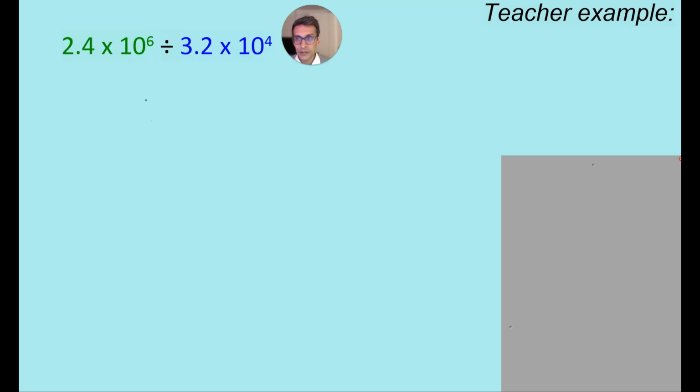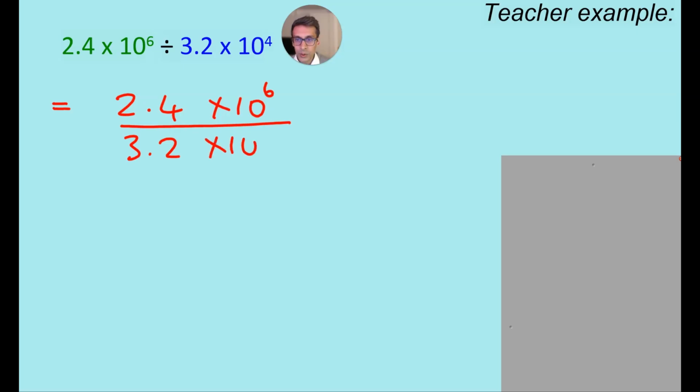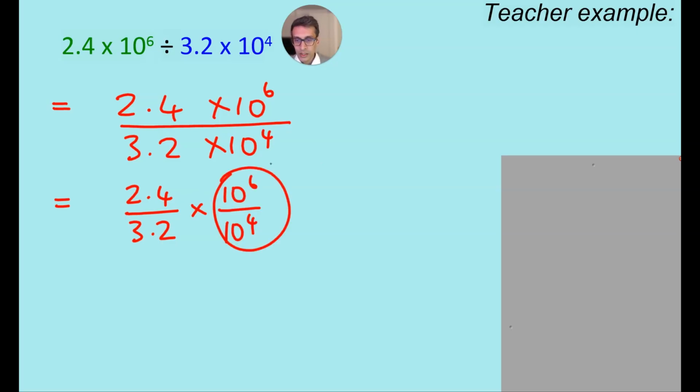So first of all, the method is the same. You just want to write this as a fraction. So this is equal to 2.4 times 10 to the power 6 over 3.2 times 10 to the power 4. Now what you want to do is split this up into two different fractions. So it's 2.4 over 3.2 times 10 to the power 6 over 10 to the power 4. What you'll find is this side is really straightforward, because 10 to the power 6 divided by 10 to the power 4 is just 10 to the power 2, because you do 6 take away 4.